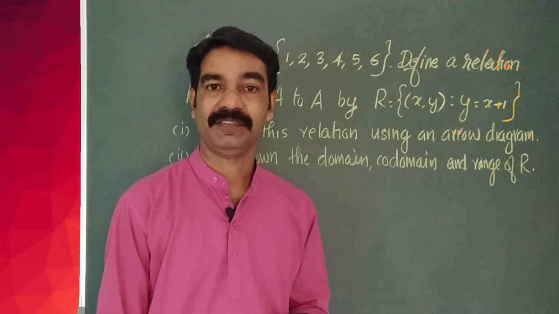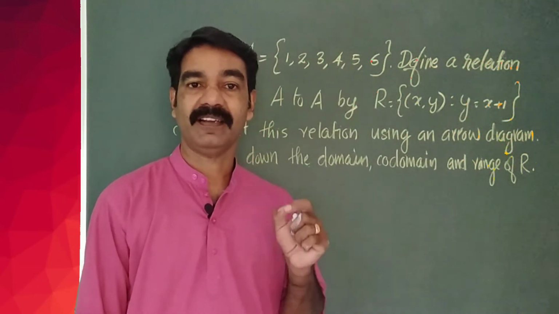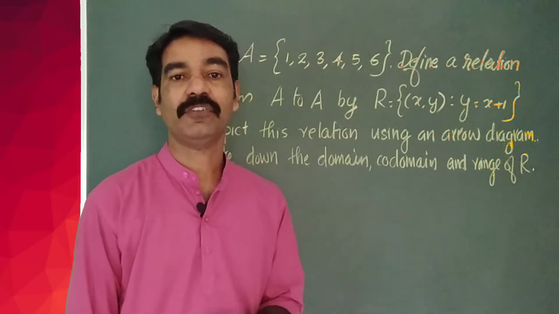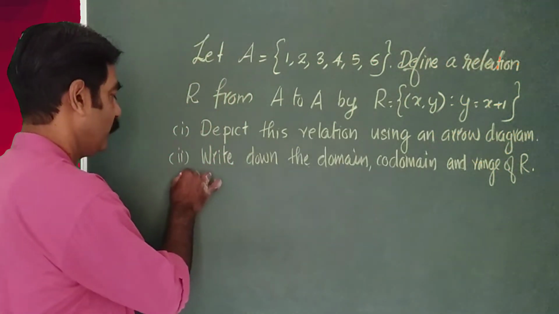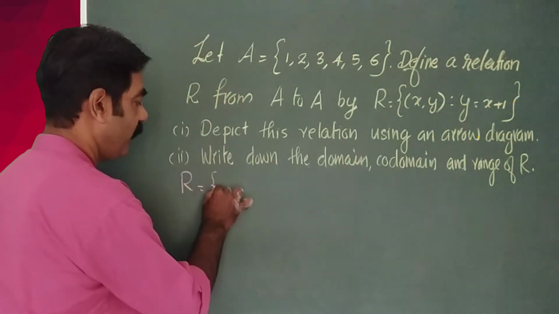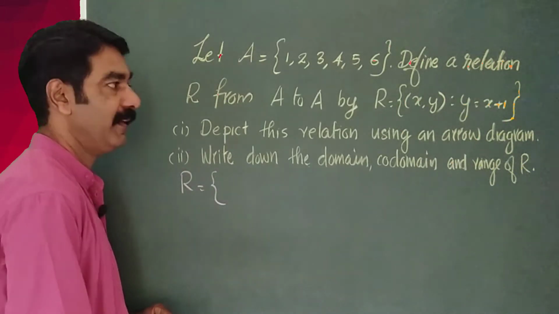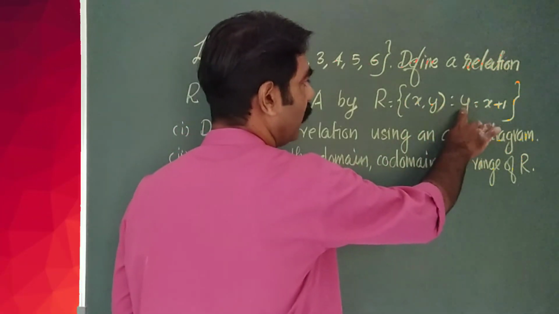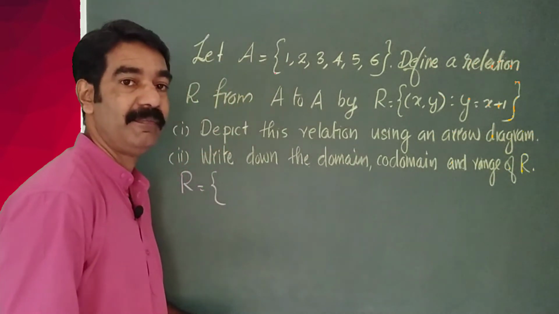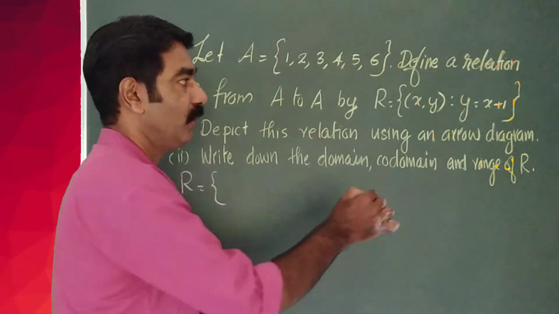So first we can write this relation in roster form. R is equal to, see what are the elements in this relation. Given that y is equal to x plus 1, the second element is equal to, what is y?